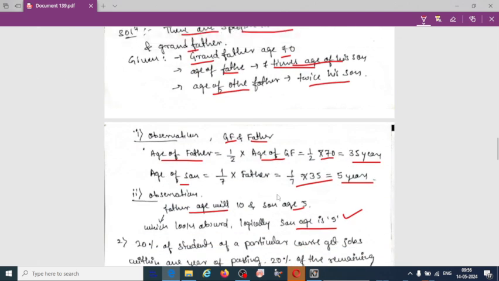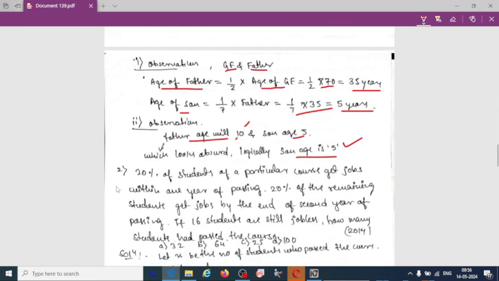So the age of the father being twice his son's means what? 10? That is not possible. So the age of the son may be 5.